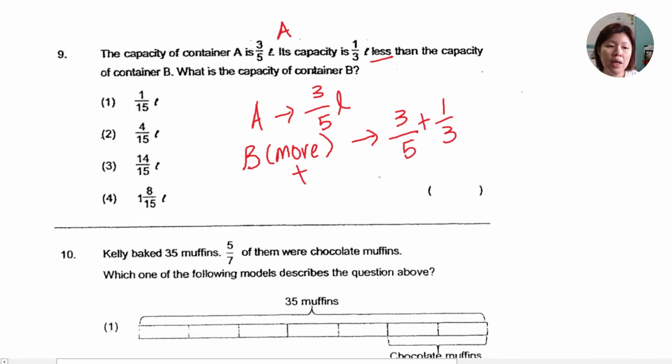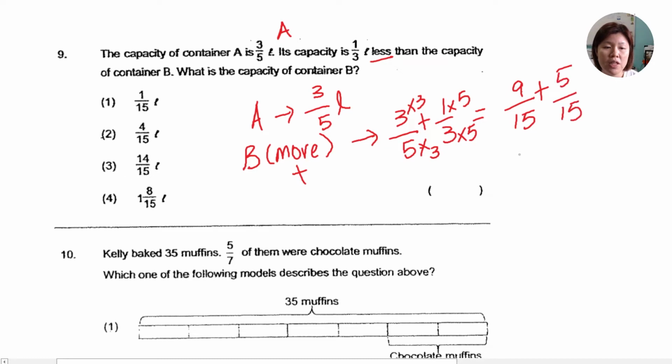But before we can add, we need to change the denominator to be the same. So times table 5 and 3, the common is 15. So we times 3 here. In the numerator times 3. The other 1/3 will times 5. So after you change the new fraction will be 9/15 plus 5/15, and it will give you 14 over 15, which is number 3.